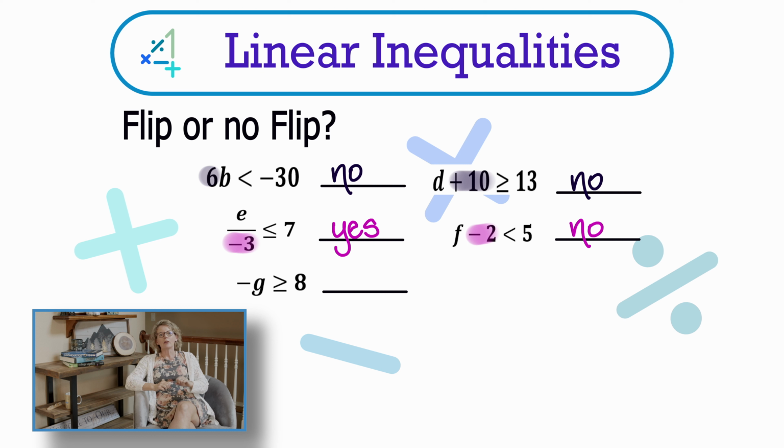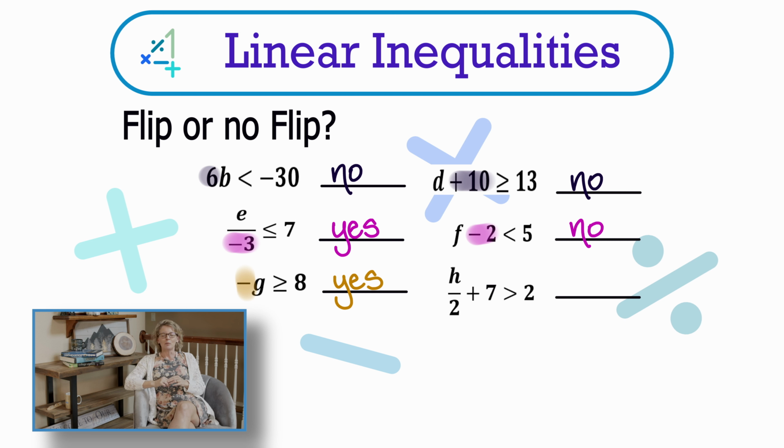-g is greater than or equal to 8. Gosh, this one looks like it's almost solved for me. But there's a pesky negative sign in front of the g that I have to take care of. I'll have to divide both sides by -1 to get rid of that, which triggers my rule, so I must flip the alligator on this one. I hope you're starting to see the pattern on these.